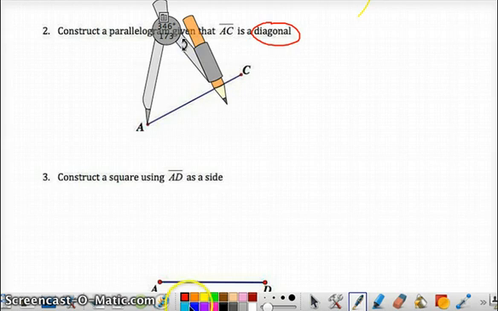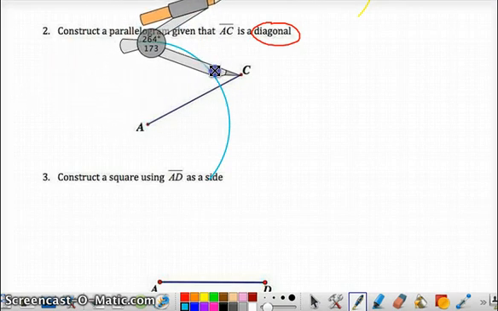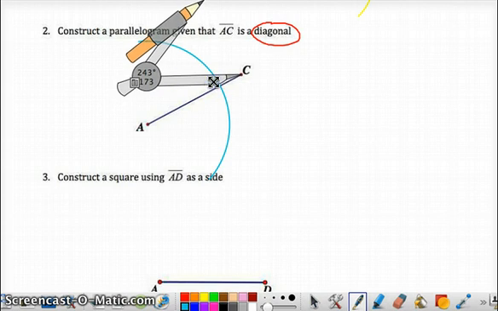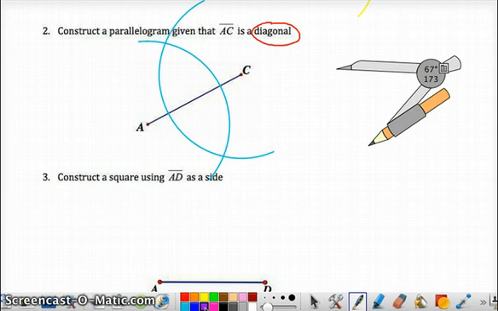If we can bisect segment AC, then we will be able to find the midpoint, which means we can create the other diagonal. So let's just first bisect segment AC, and then we'll talk about what we're doing here. So I bisected here, I have this point, I have this point. So if I construct this other diagonal right here, well, this has been bisected. Those are equally distant from segment AC, and this is also bisected right there.